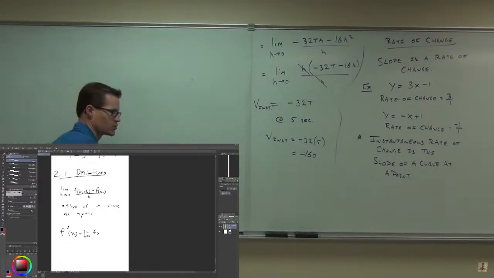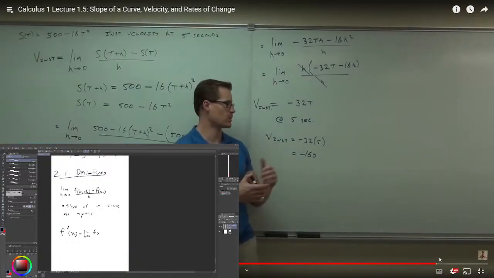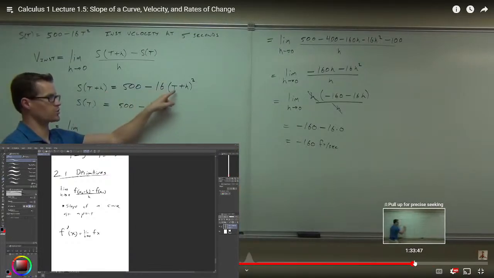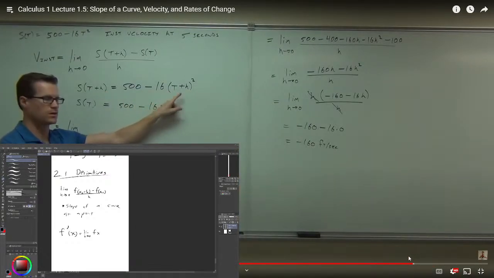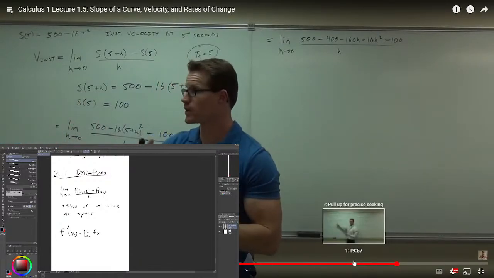This is going to go very quick because you can see it's exactly the same thing that we've just been doing. What's the instantaneous speed? Well, you just take t plus h. Sure, we have t plus h over here. If we do this, they're gone. You have 500 minus 400 minus 100. You see that?